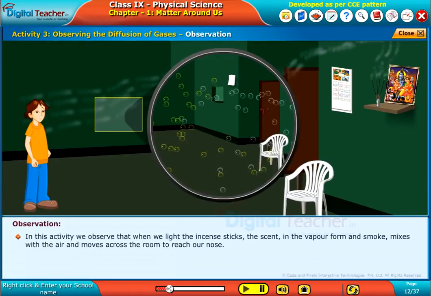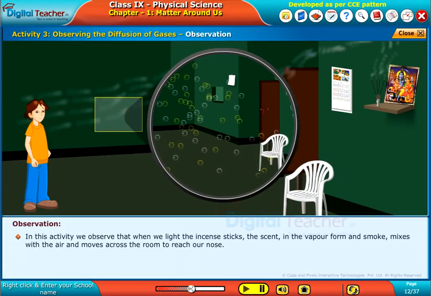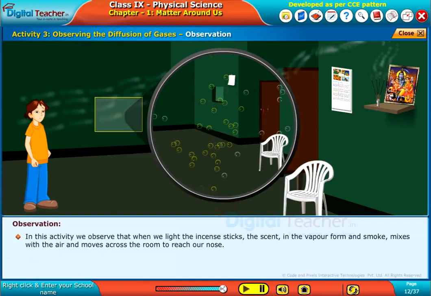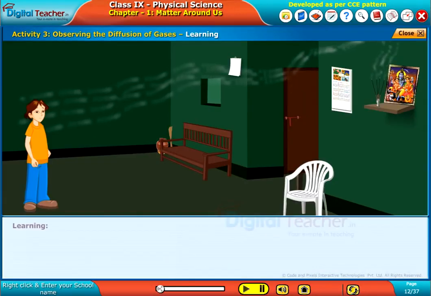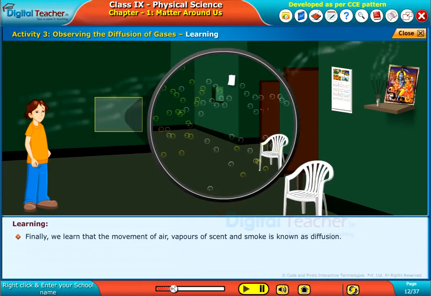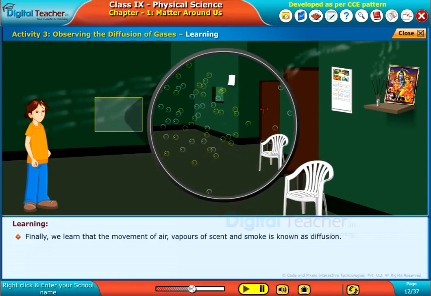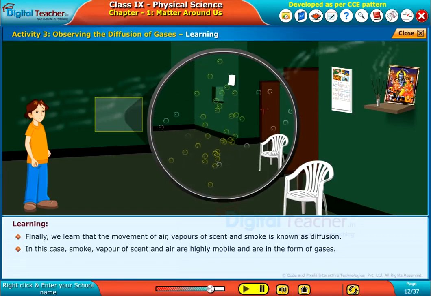In this activity, we observe that when we light the incense sticks, the scent in vapor form and smoke mix with the air and move across the room to reach our nose. Finally, we learned that the movement of air, vapors of scent, and smoke is known as diffusion. In this case, smoke, vapor of scent, and air are highly mobile and are in the form of gases.